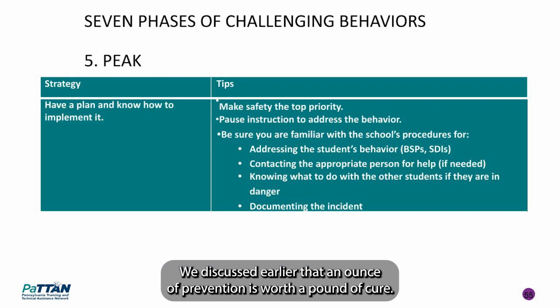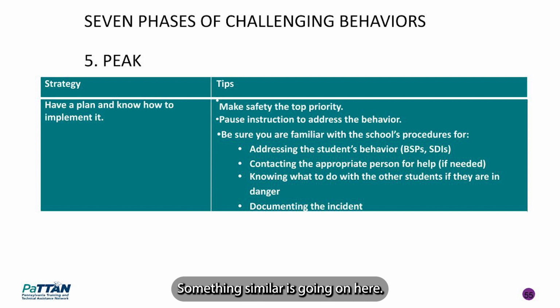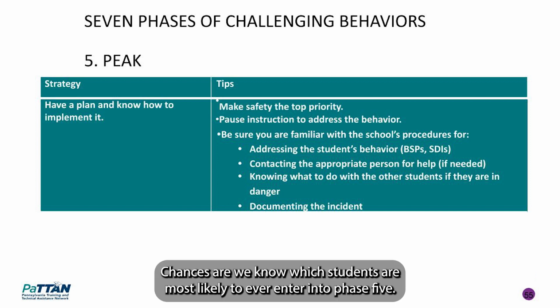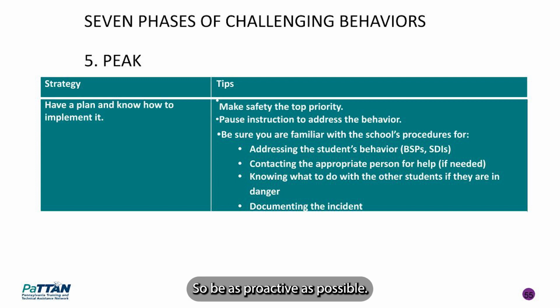We discussed earlier that an ounce of prevention is worth a pound of cure. Something similar is going on here. Chances are we know which students are most likely to ever enter into phase 5. So be as proactive as possible. Make safety the top priority.